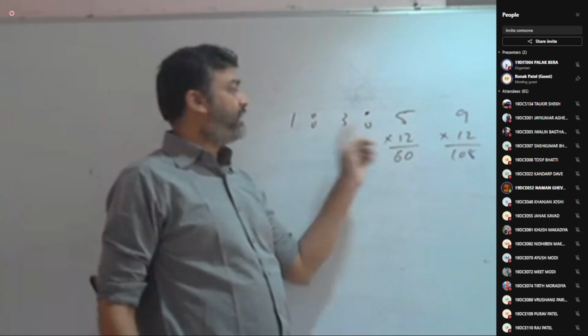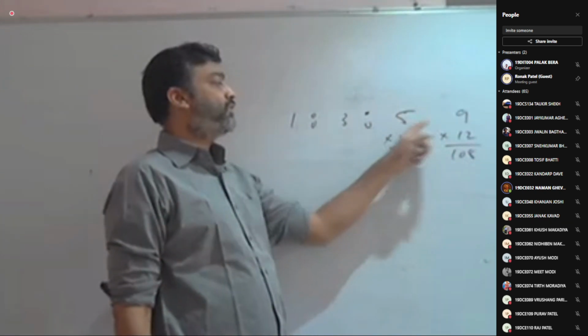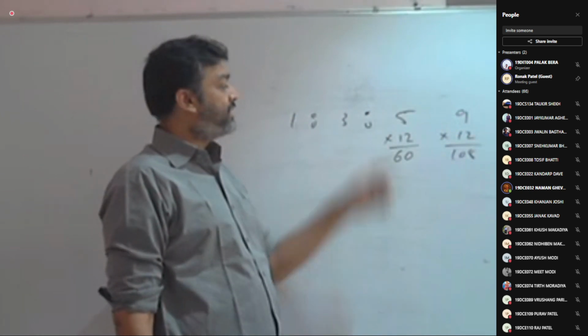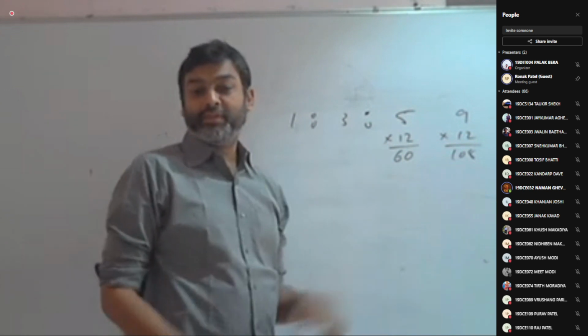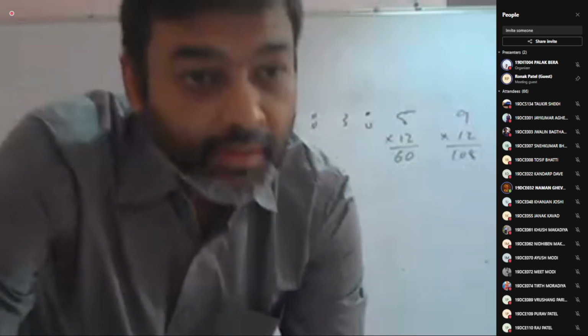Can you see the screen? The method you can see on screen, like 1, 3, 5. So the total is 9. 9 multiplied by what is 108? 12. That means the largest part of the ratio is 5. So 5 multiplied by 12 is 60. Next, question 18.